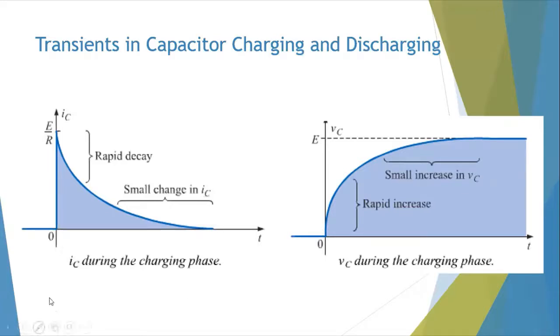So you can see in this stage, between time t equal to 0 when the switch is turned to position 1 until this stage there, this is called a transient. So something is still changing.